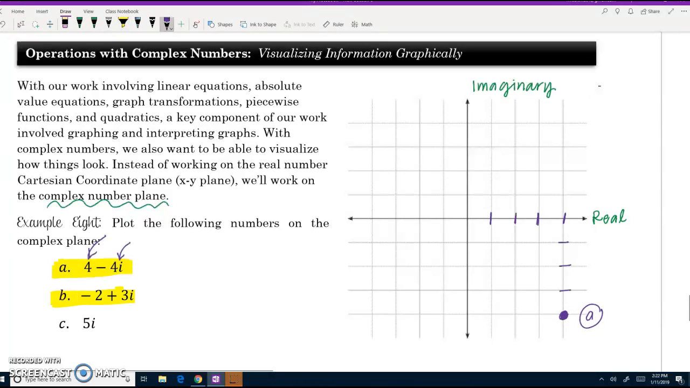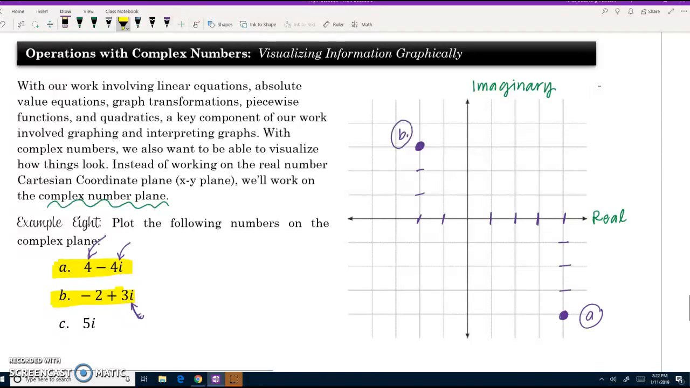Same thing with part B. The horizontal component, the real number, is -2. So I just go 1, 2 to the left, or in the negative direction. And then the imaginary component is just the 3i. So in order to account for that, I just go up 1, 2, 3 units, and I label that point there. So this would be the point B.